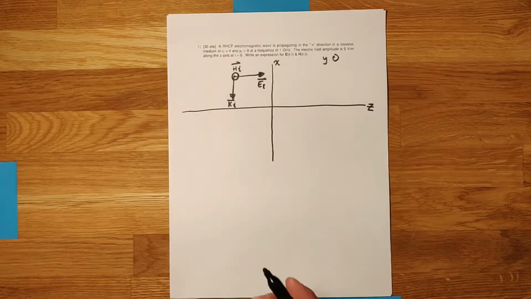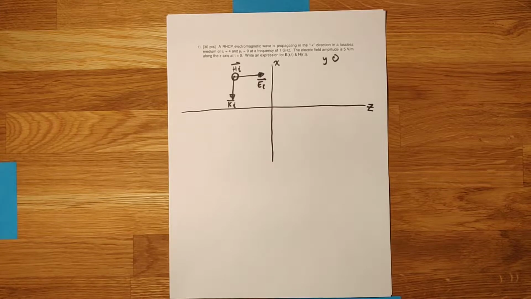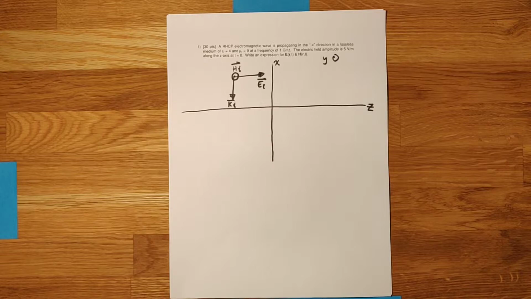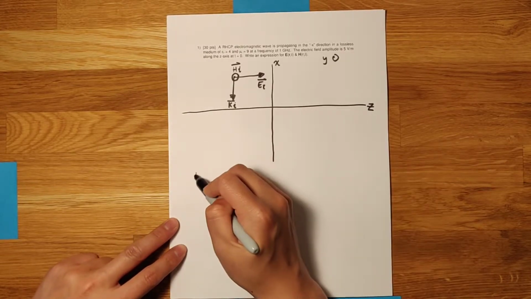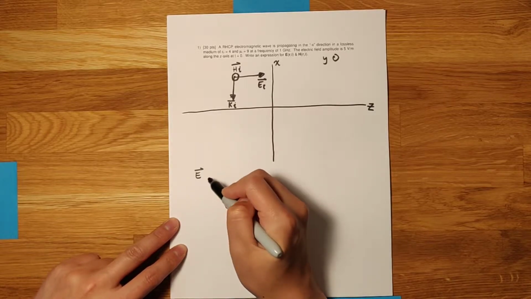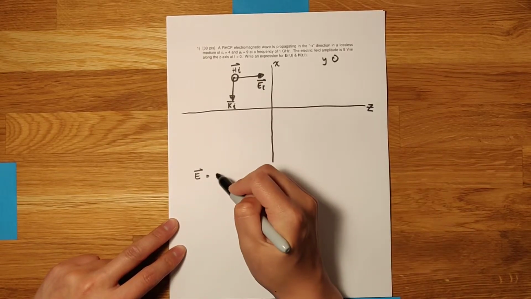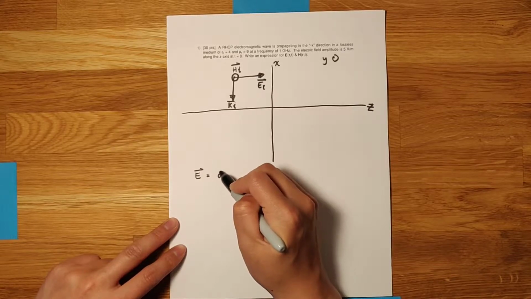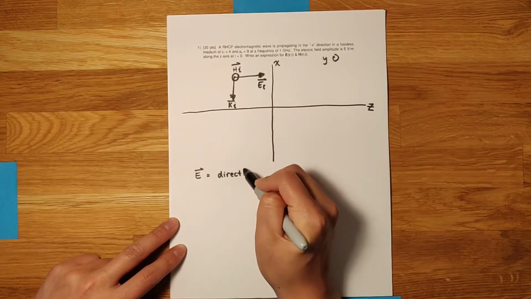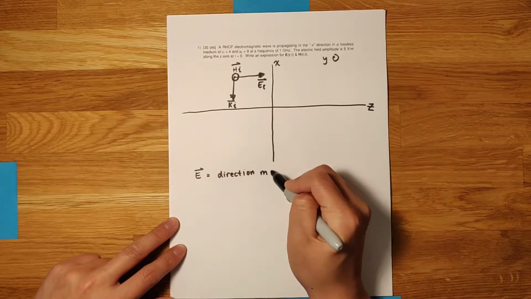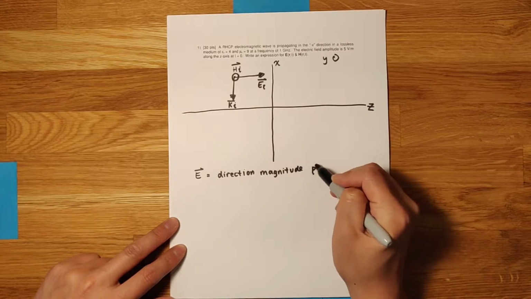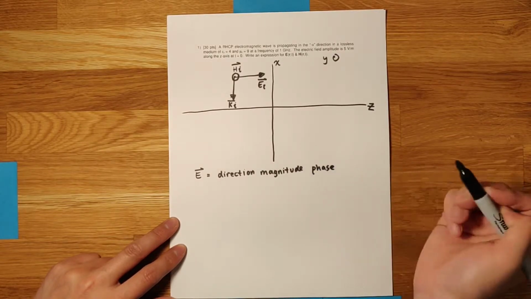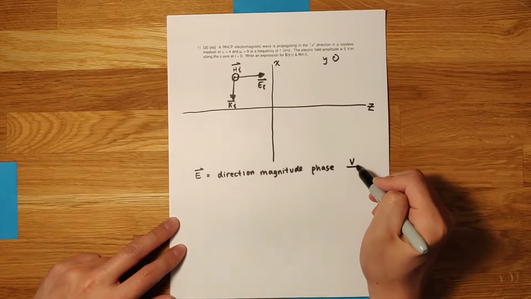Then the same can also be done for transmitted and reflected, but because it's not asking for that in this problem, I won't do it. So now let's begin writing our E field equation. Just to make things easier, I will write what we need for our E field expression. We need our direction, our magnitude, and then also the phase, and then the units, and we know the units is volts over meter.